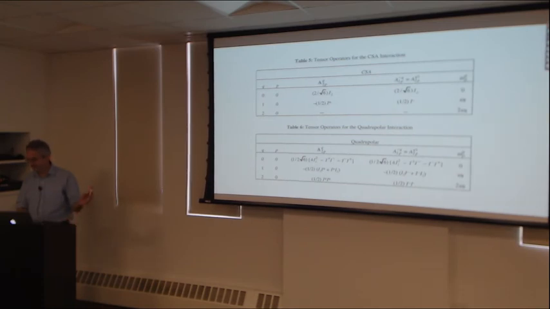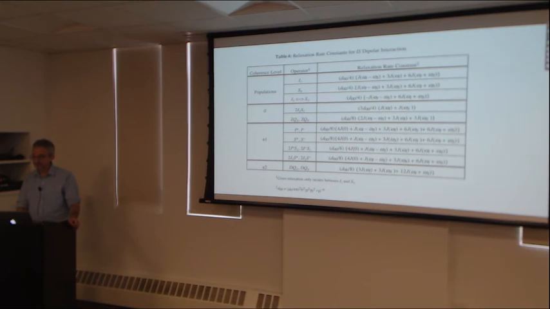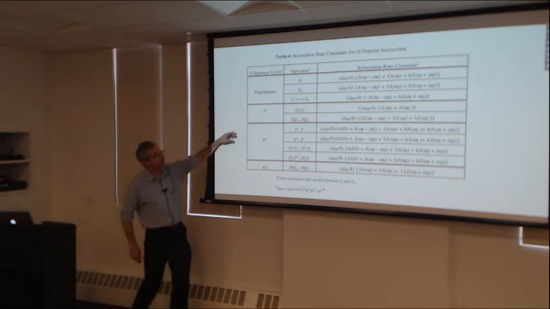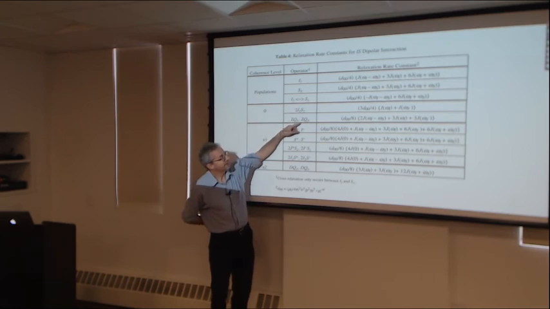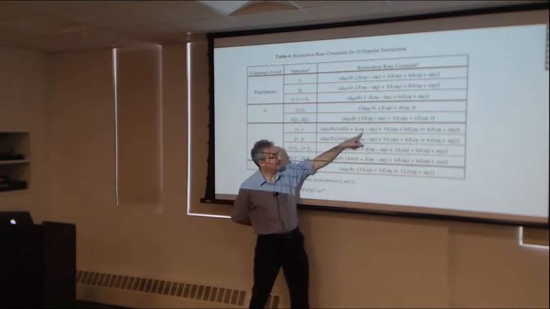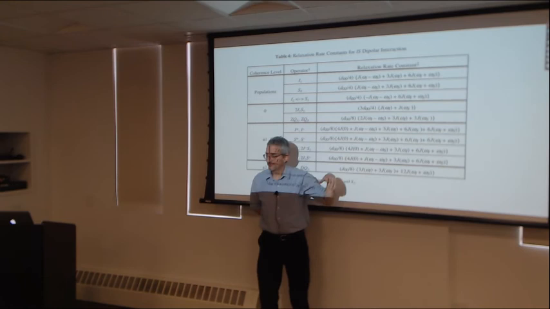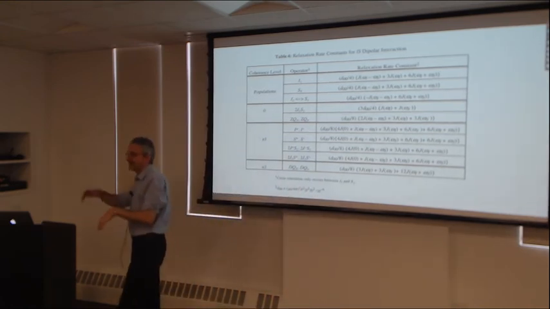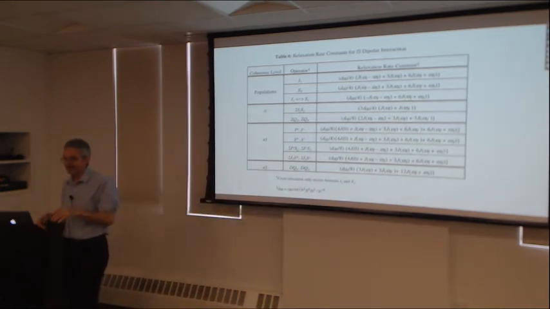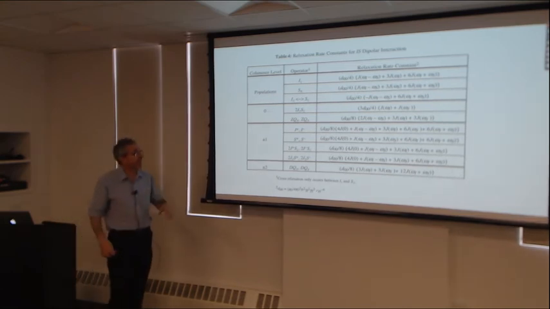Here are the tensors then for CSA and quadrupole. And then fortunately for you, your predecessors as graduate students have done all the double commutators. So if one works out all of the double commutators, you end up with expressions for the rate constants that are linear combinations of the spectral density functions at the eigenfrequencies of the spin system. So here are the dipole expressions.